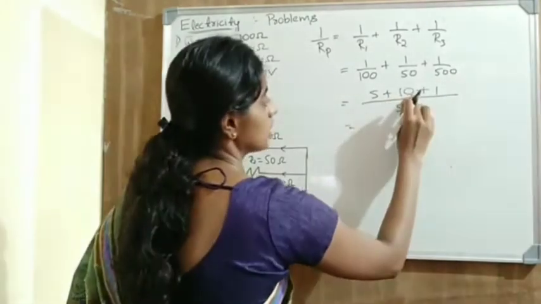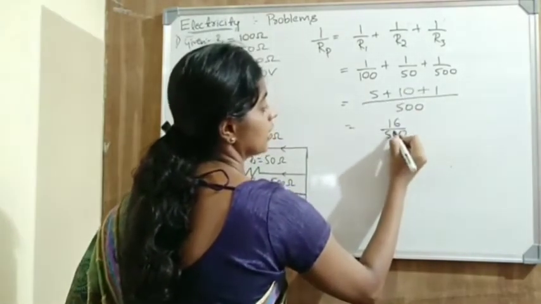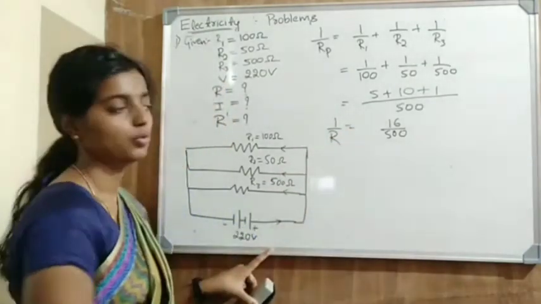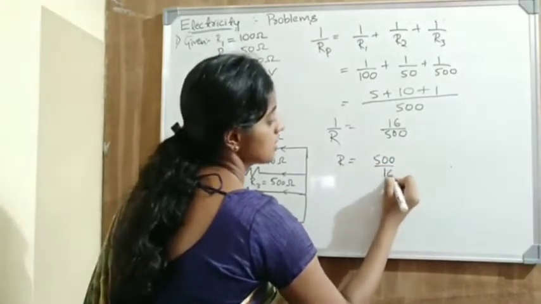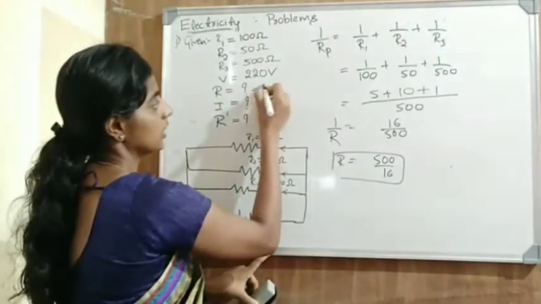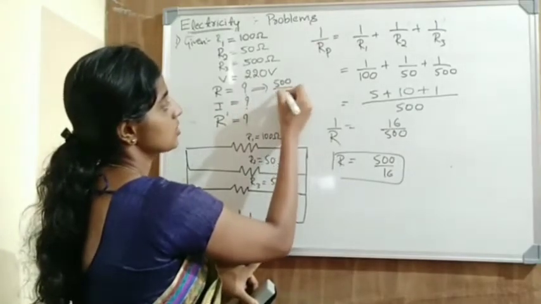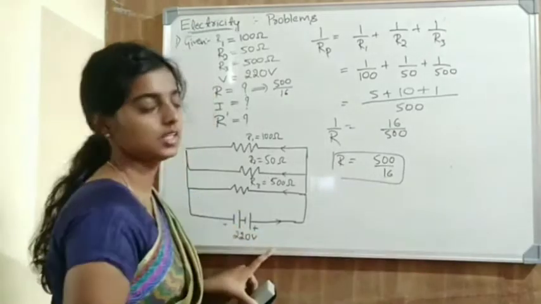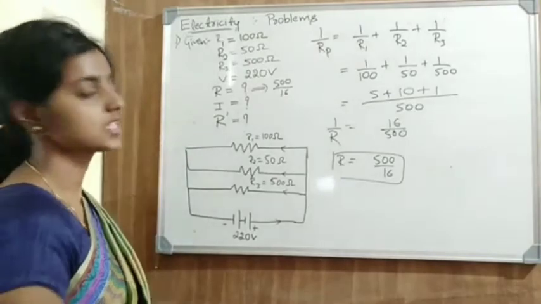So what is the answer? 10 plus 5, 15. 15 plus 1, 16 by 500. This is our 1 by R. Now reciprocal of this, we will get 500 by 16. So this is our R. I'll write here. Since I'll rub it, go to the next step. 500 by 16. Either you can leave it as it is or else divide and keep a single answer. Now our next step is to find current, that is I.